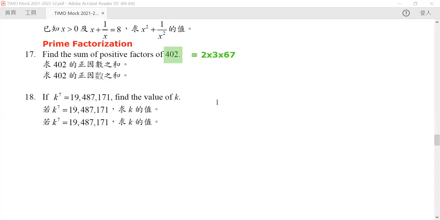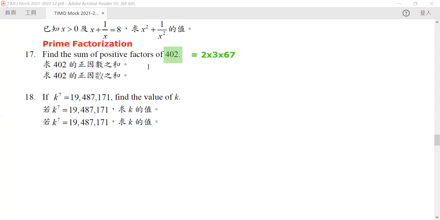Now 67, now 2, 3, and 67, they are all prime. After which, it's almost done. Now there are two major methods of doing this. The one is to list out all the positive factors, because there are not many, only 8 of them. And then you add them all up and you get the answer.